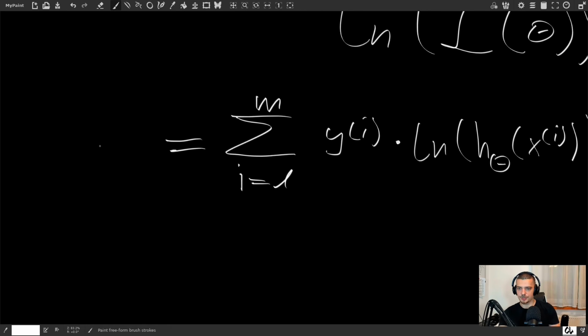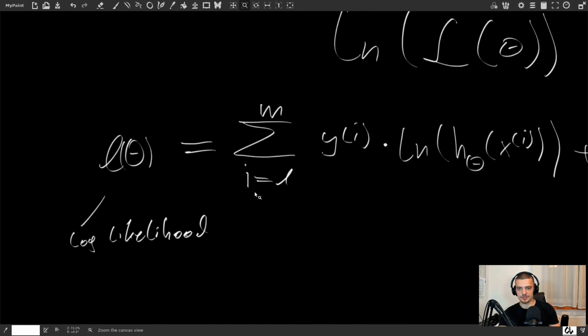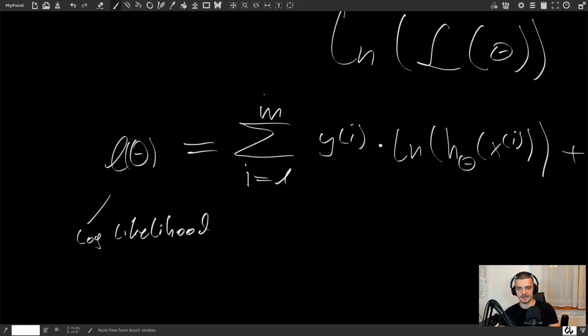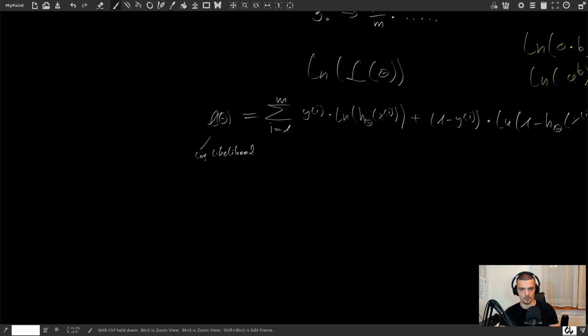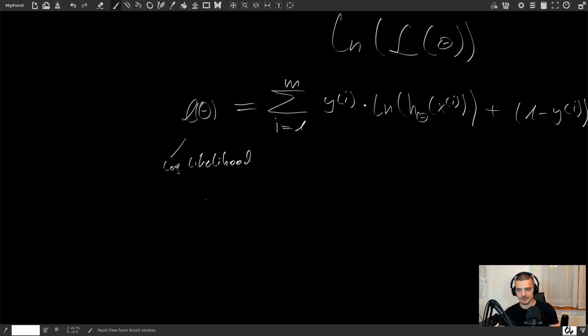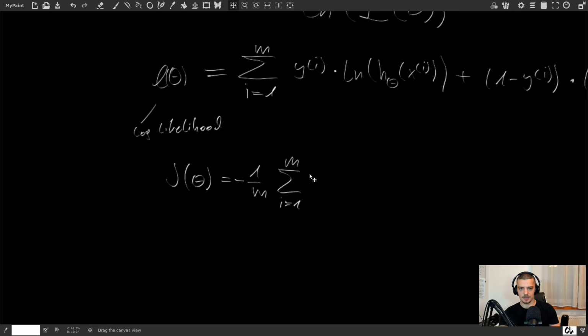Now, this right here is already the log likelihood of theta. So this is the log likelihood instead of just the likelihood. And now, as I said, we're going to make this scale invariant by dividing by m. And also we are going to multiply with -1 to make this something we want to minimize. So this is going to result in something that we're going to call J of theta, which is going to be equal to -1 over m. And then we're going to write the same thing here, i equal to 1 up until m.